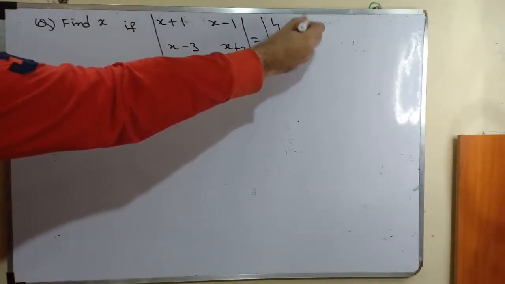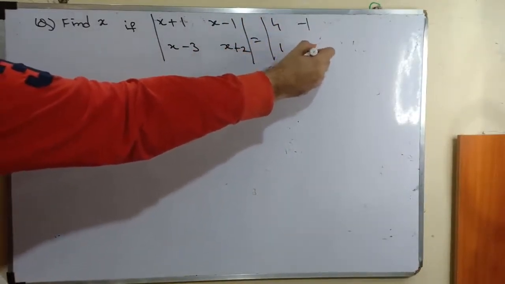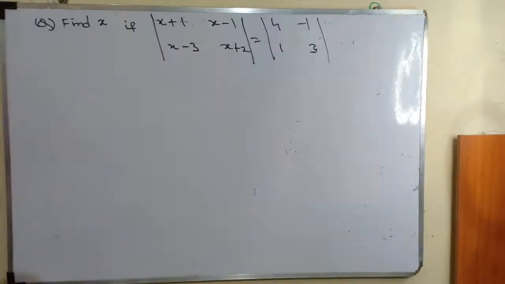4 minus 1, 1, 3. So this is the determinant that is given. We have to find the value of x for which these two determinants are equal. So what we do is we'll expand these determinants separately and then find the value of x. This is what we'll do.